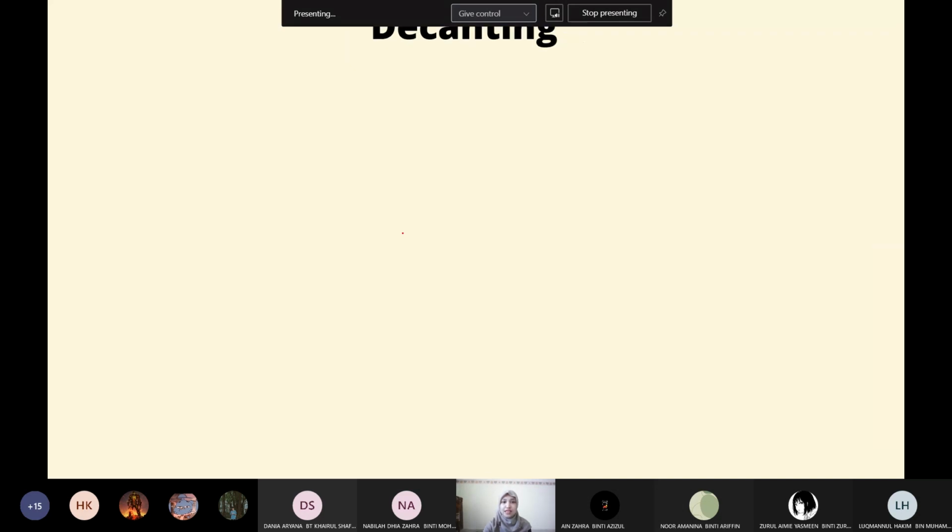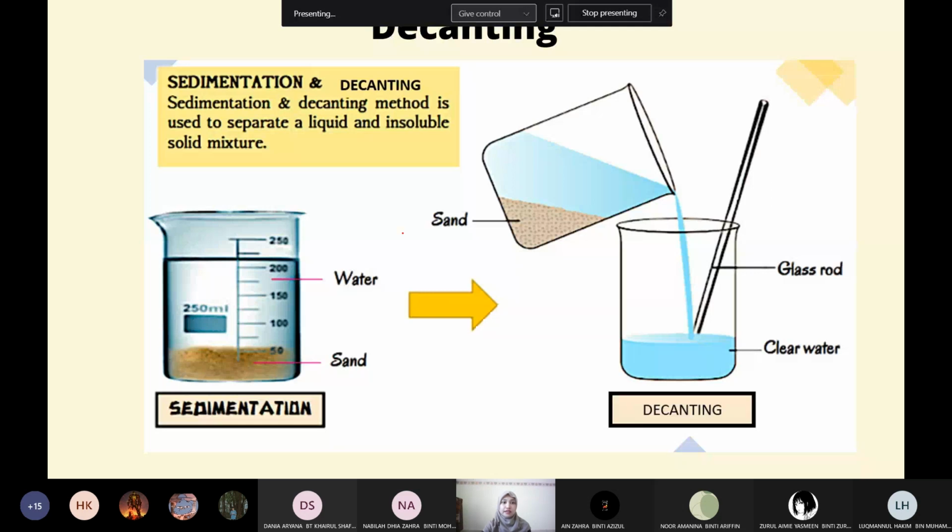Okay, decanting. Decanting ni dia continue daripada sedimentation tadi tu lah. So sedimentation and decanting method is used to separate a liquid and insoluble solid mixture. Maksudnya tadi bila kita dapat macam ni kan, sand deposited at the bottom of the beaker. Okay, so we can just decant.